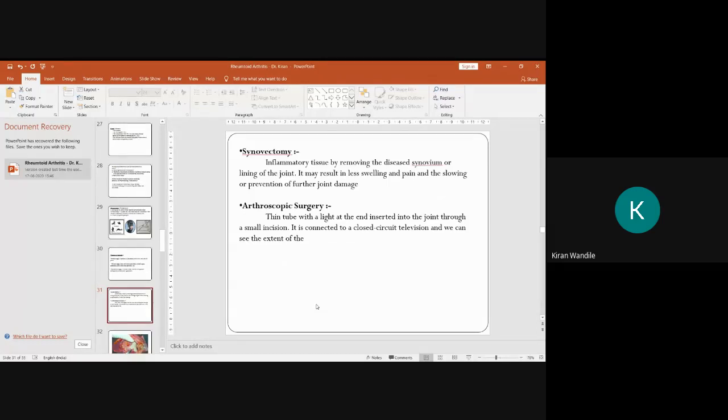Synovectomy: inflammatory tissue is removed, and the diseased synovium is removed. It may result in less swelling and pain, and slowing or prevention of further damage, because the synovium contains the pannus. Once you remove the pannus, the effect of encroachment, the effect of eating away the bone, is minimized. So in that way, synovectomy helps. You can do arthroscopic surgery for synovectomy.